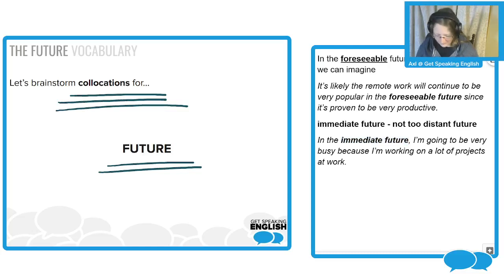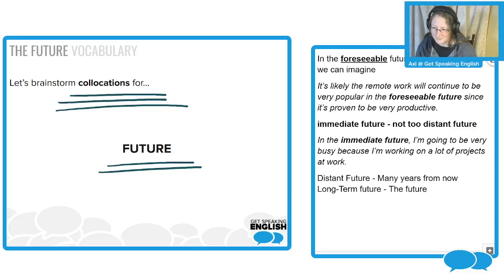Maybe some other collocations that commonly come up. We'll hear about, like, the distant future or the long-term future. So if we're talking about the distant future, then we're talking many years in the future. So distant future, many years from now. And if we're talking about the long-term future, we're talking about sort of like from now for a very long time in the future.